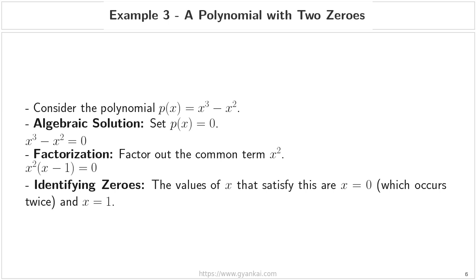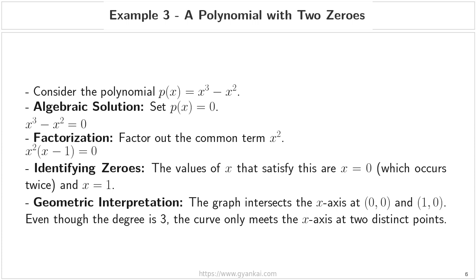For the equation to equal 0, either x squared must be 0, or the quantity x minus 1 must be 0. This gives us x equals 0 and x equals 1. Notice that because we have x squared, the value of 0 actually occurs twice. We call this a repeated root.